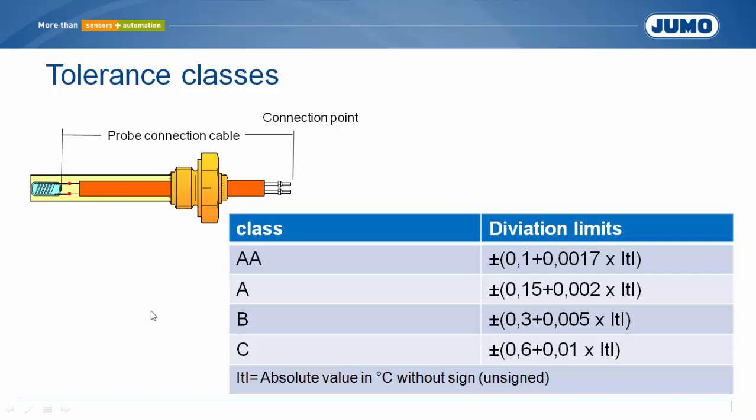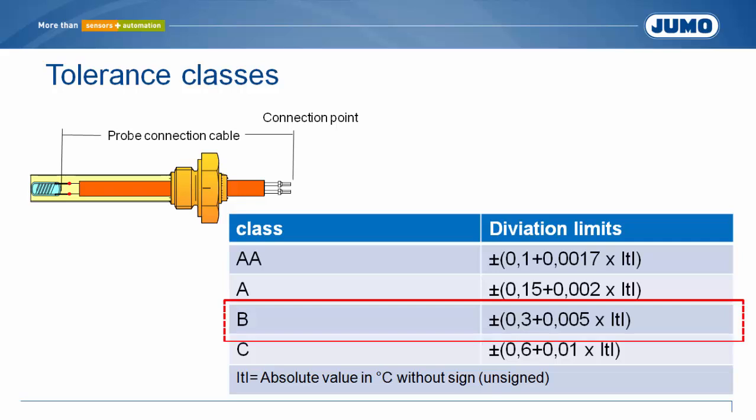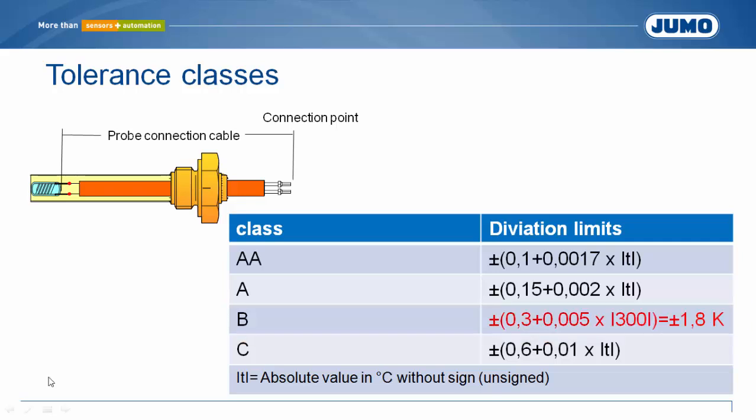The shown classes are defined for RTD temperature probes according to DIN EN 60751. The Class AA thermometers allow the most accurate measurement, while Class C thermometers have the biggest tolerance. In practice, Class B elements are often used. For a measurement at 300 centigrade, the tolerance is plus minus 1.8 Kelvin for a Class B thermometer.